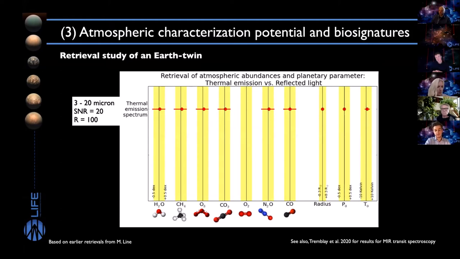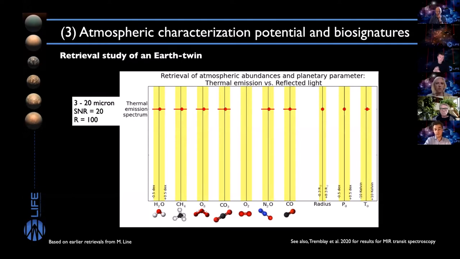So this is a little bit of a complicated plot, so let me walk you through this. You see down at the bottom of the plot the different molecules that we included in the atmosphere of the Earth twin. And the black lines indicate the true value of the abundance that we put in the model. And then the red points are the retrieved values from our retrieval analysis. So in this case, we simulated the Earth spectrum between 3 and 20 micron. We assumed a signal to noise of 20 in all the channels, and a spectral resolution of 100, which is probably a little bit on the optimistic or on the high side compared to previous studies.